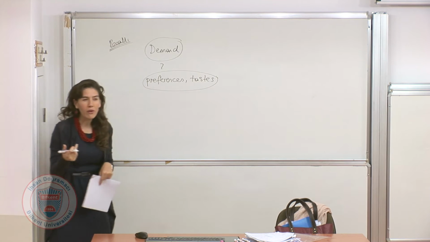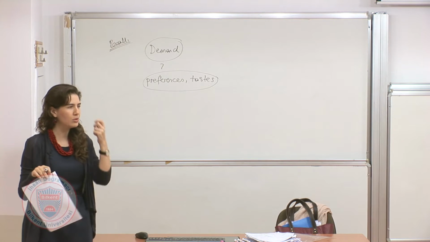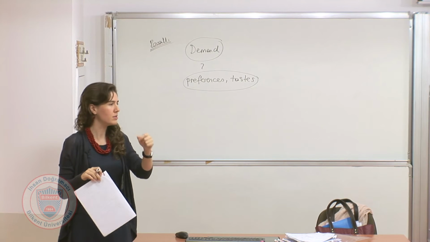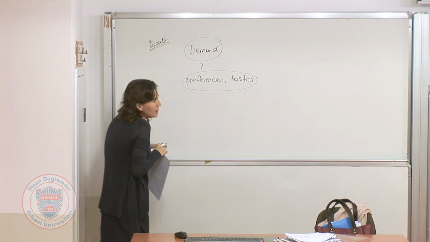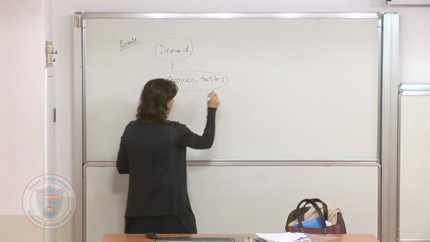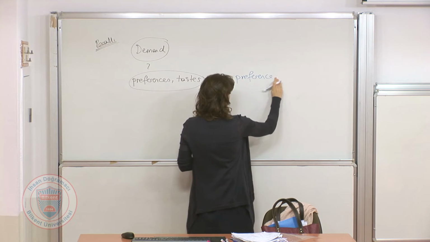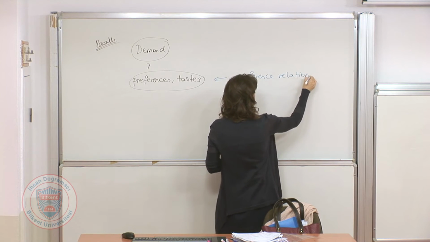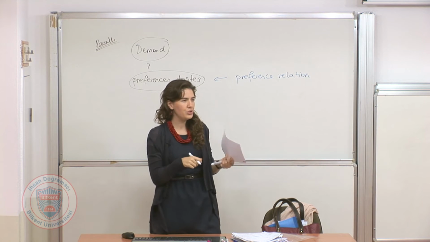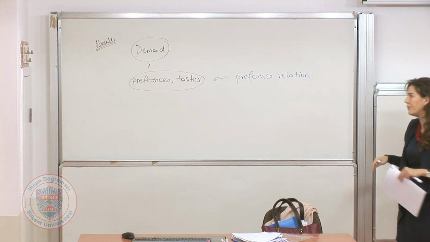Then we said, okay, but how to represent these, your tastes? How to represent the statement when you say that I prefer this to this, or I like this more than this? So we said that we can represent your preferences and tastes via a preference relation. And remember, this is a binary relation. A binary relation is a relationship which links two elements of a set. That was the formal definition.